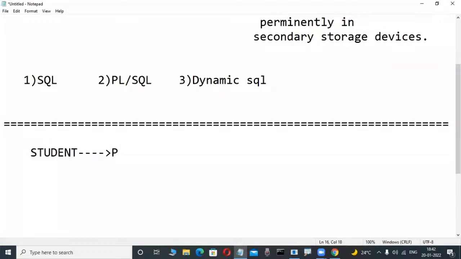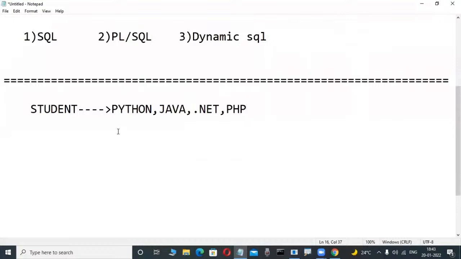Nowadays they are learning Python, or they are learning Java, or .NET, ASP.NET, web-based applications, and PHP. These kinds of front end applications they are all learning. These persons are web-based application programmers. Web-based is also possible in Java or Python.